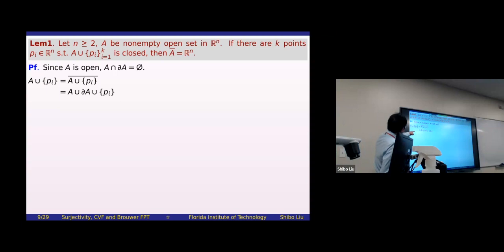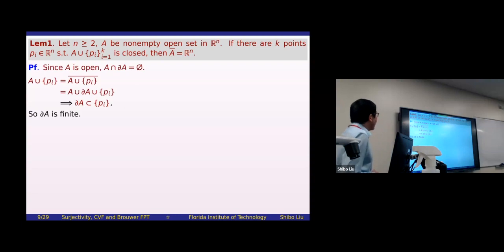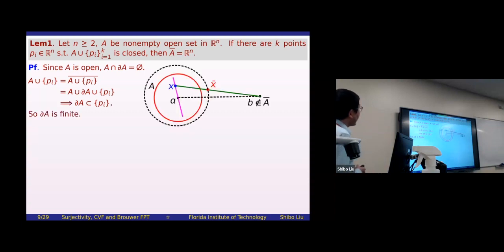Combining this equality and that A has empty intersection with its boundary, we conclude that the boundary is contained in the point set P. Therefore, A has only finitely many boundary points. Now, we want to prove that A is dense in the space. Suppose there is some b which is not in the closure of A. Then we can take a small a in A. Because A is open, this a is an interior point, so you can take a small ball centered at a and contained in A.